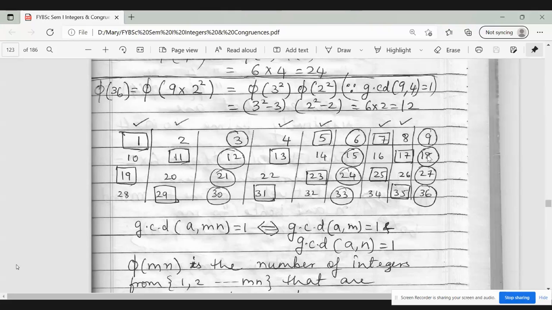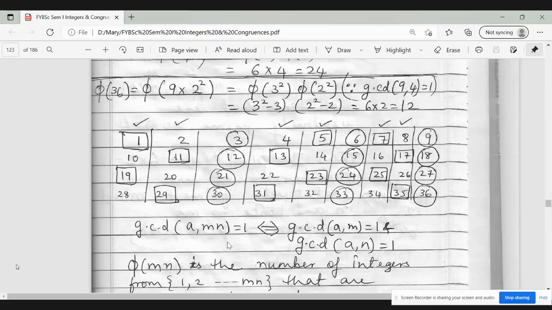So this is 2 into 9. Here 2 into 9 comes, here 3 into 9 comes, you write all the numbers, and this is 4 into 9. Here this is m, this is n. So I am writing the numbers 1 2 3 up to m first. M is 9, and then this is m into n, where n is 4. So the numbers are 1 to 36.